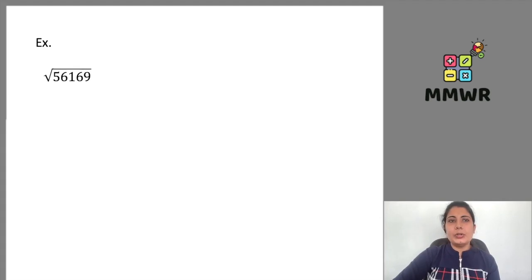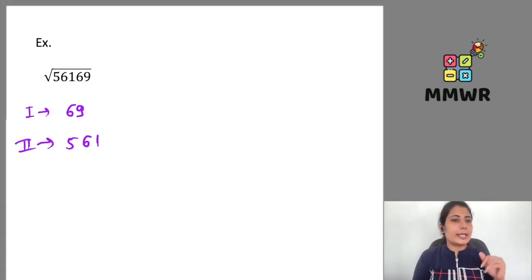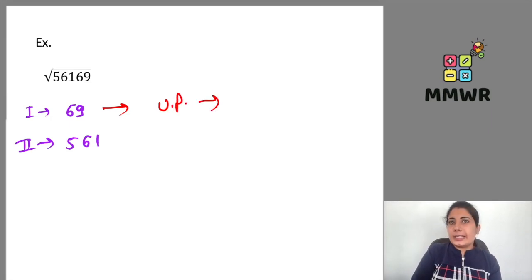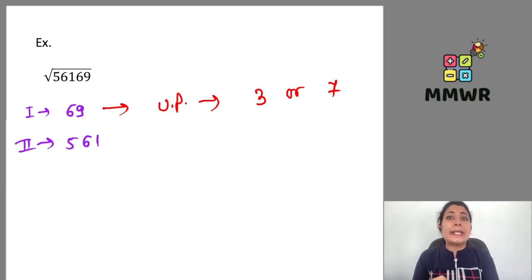56,169. So for this number also we'll make the groups. The first group is of 69 and the second group is of 561. If you want, I can give this also as homework, but I think I should do it because this looks a little bigger. That number was smaller than this. Okay. So after fixing this position, what will we be doing now? 9 is there at the unit place. So we can have the unit place as either 3 or 7 because 3 square is 9, 7 square is 49. In both cases, we are getting 9 only at the unit place.